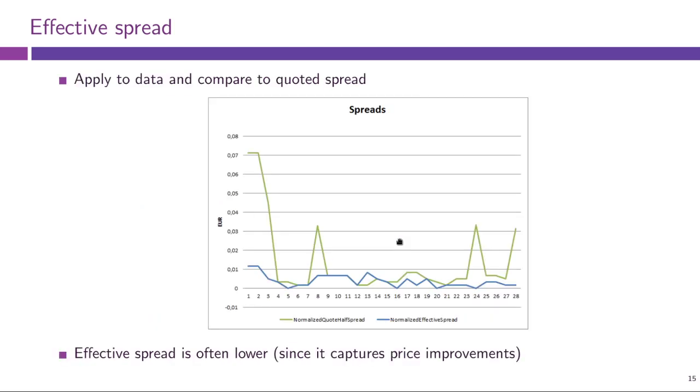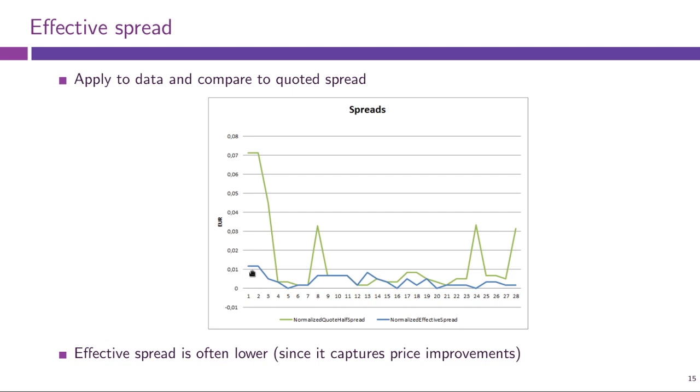Going back to our example, if we estimate the effective spread together with the normalized spread, and we'll say that both of these are half spreads, so that they are comparable, we'll get a graph like this. So here, green is the normalized quoted half spread, our first measure, and the blue is the normalized effective spread, so the measure we've just seen.